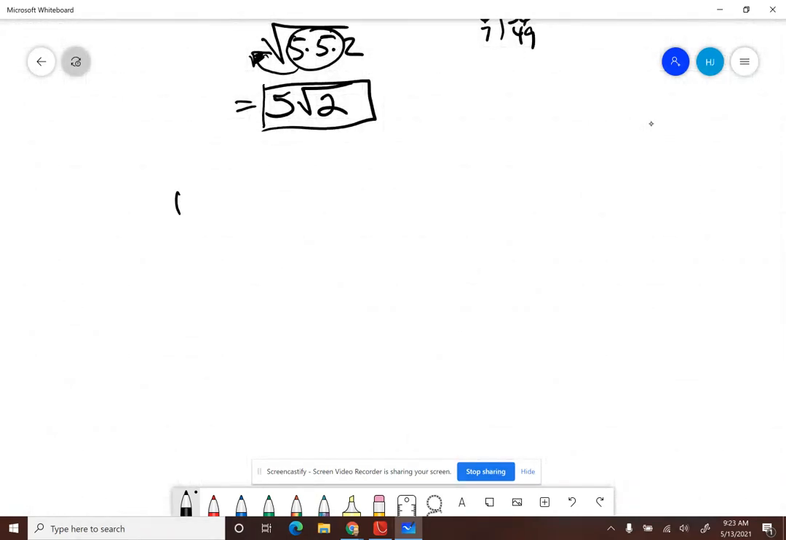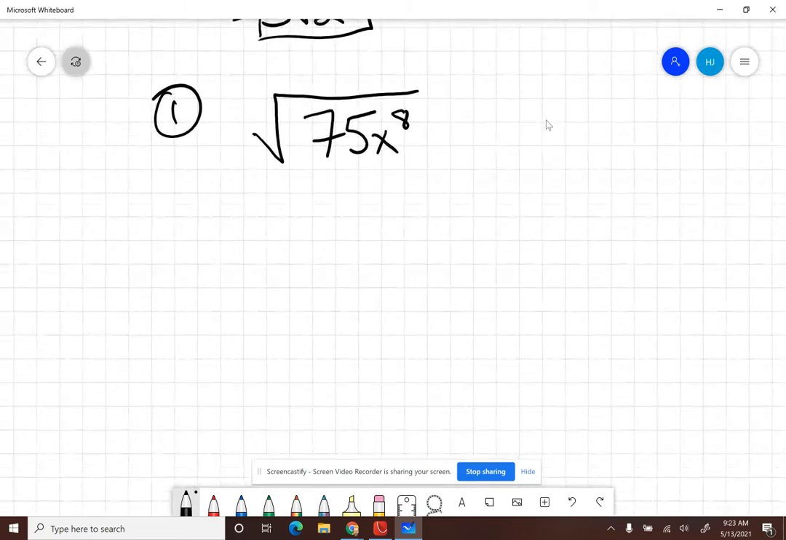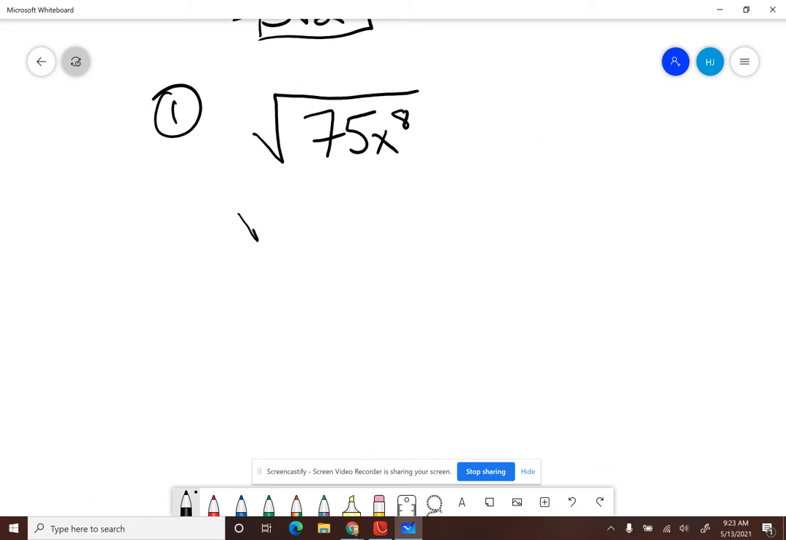So we're going to call this one number 1. And you're going to notice some things here. We not only have a number in here, but we also have some variables as well. Yes, you knew us math people, we had to throw in some variables. What I want you to notice though is that I can go ahead and split this out into 2 parts. So here's what I'm going to do just to kind of show you what's happening here. I could also rewrite this as the square root of 75 times the square root of x to the 8th, okay?